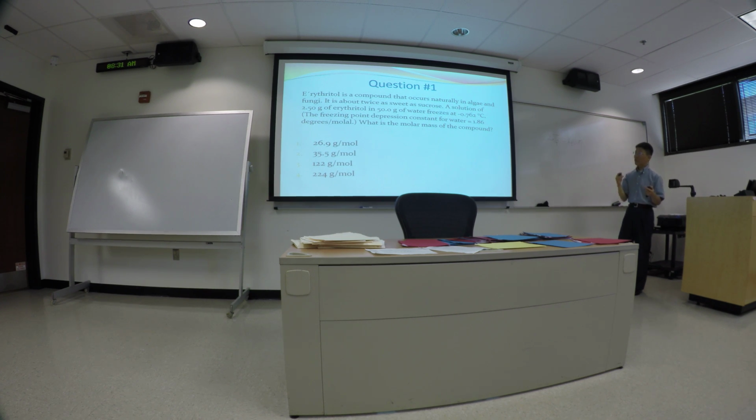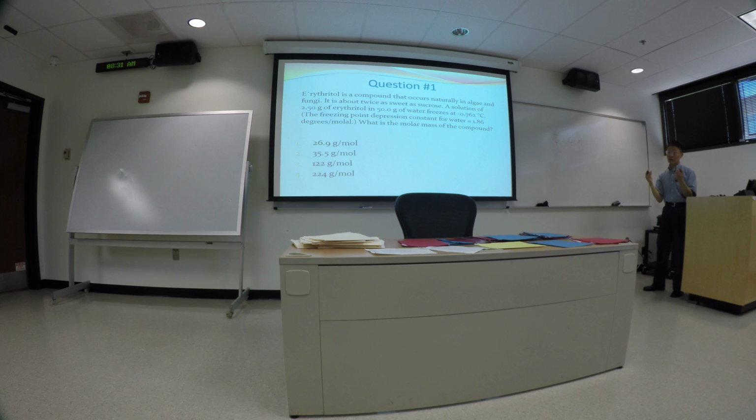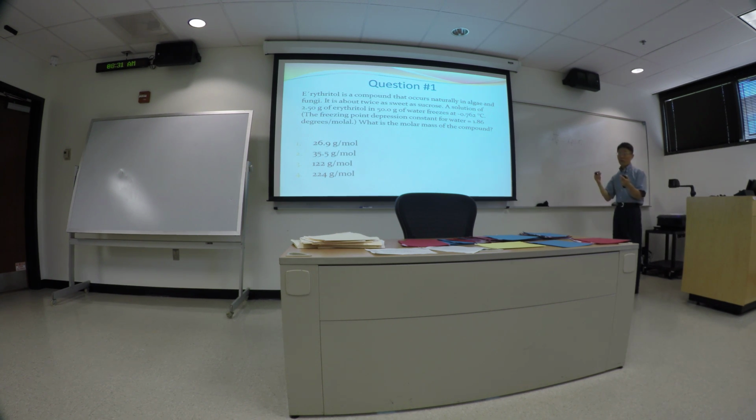So pure water freezes at 0 degrees. This solution freezes at -0.762. So the difference is 0 minus -0.762, so this number will be 0.762. Now, that's in Celsius. Now this number equals Kf. Kf of water, 1.86, times the molality.